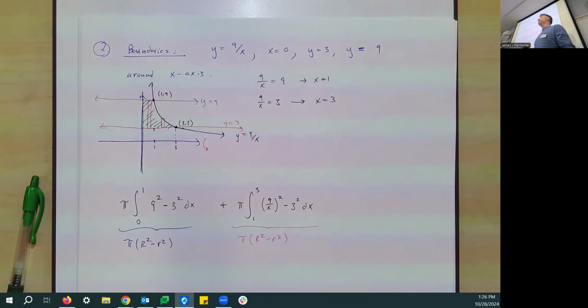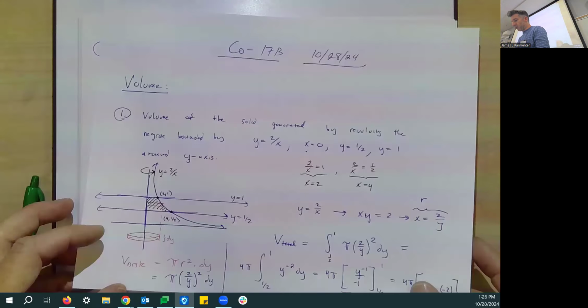Well, so it depends on the region. So this region, or a region like it, like in the previous problem, revolved around the y-axis, didn't require two integrals. The thing I really want you to take to heart is drawing this vertical strip that is perpendicular to your axis of rotation. So in the previous problem, it didn't matter where I drew the strip.